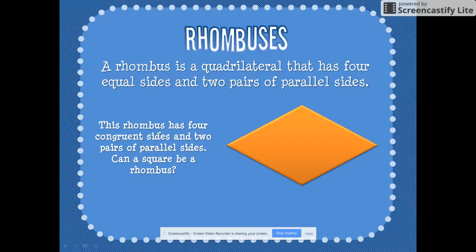And I like how this slide here shows us, it says it has four congruent sides. Congruent means that they're all equal. So this line is congruent to that, which means equal length.